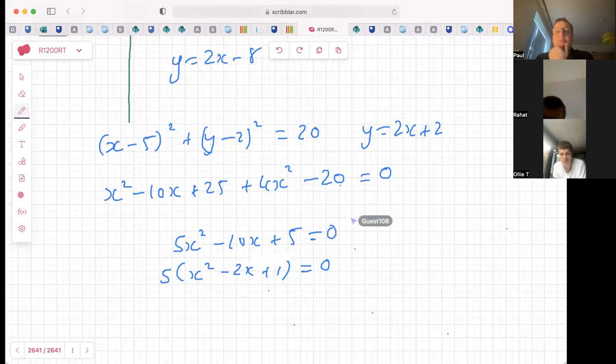X is 1 because it's a really simple quadratic. It's a square. It's x minus 1 squared, isn't it? This is slightly different from what I did, because I got 5x squared minus 10x plus 5, but then I did b squared minus 4ac, and that gave 0. So I thought that showed that I had only one solution. That's okay, that's fine.